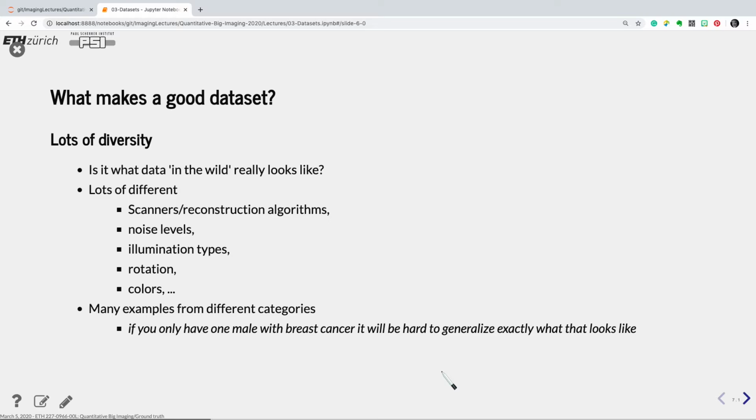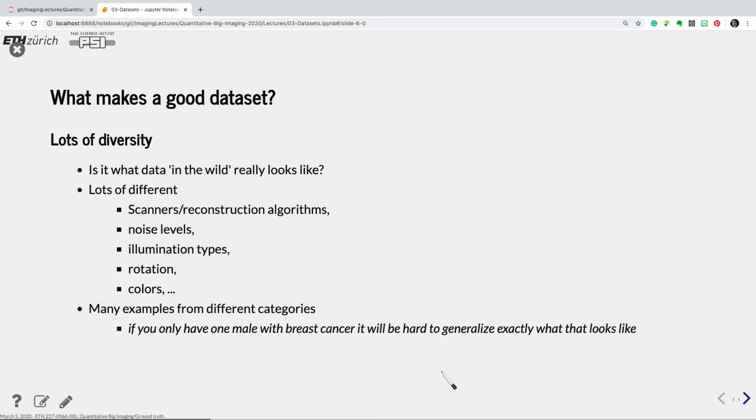Of course, you probably have a given noise range, but the more noise variations you can include in the model that you train, the more robust against noise the model becomes. Different illumination, rotation, colors. So you can add a lot of different diversity to this list.